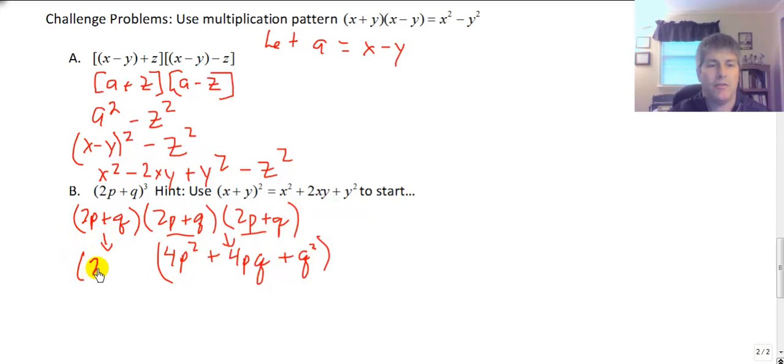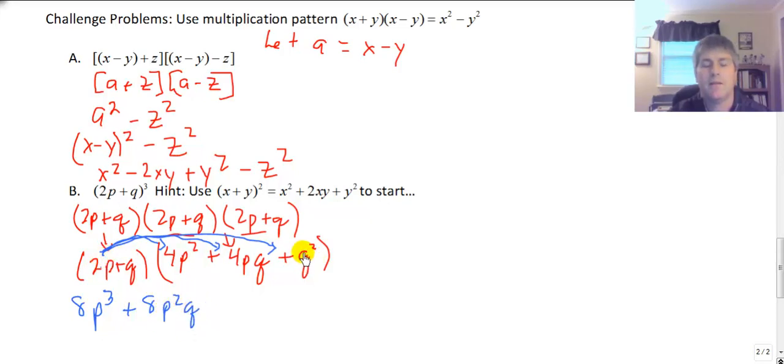I'll bring down my 2p plus q, and now I will need to go ahead and FOIL. I'll multiply the 2p times all 3 terms in my trinomial. So 2p times 4p squared, 8p cubed. 2p times 4pq is 8p squared q. And 2p times q squared, I get 2pq squared.